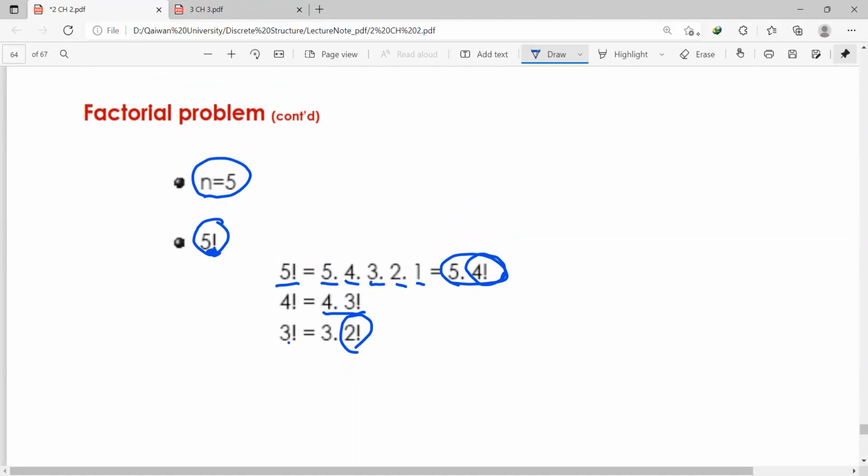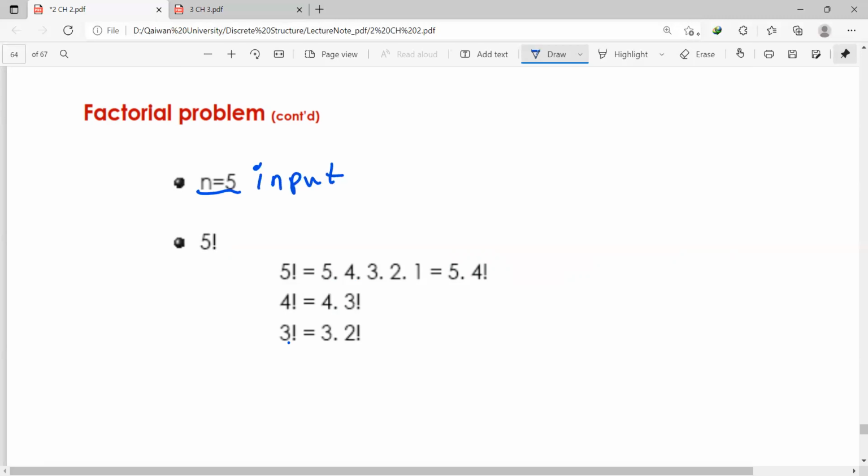For the factorial of a number, first we should have the number. That's the input. And the output is its factorial. We say n equals 5; this is the input. So what's the output? The output is 5 factorial. If you study programming, in programming we must have input and output. So the procedure is this.